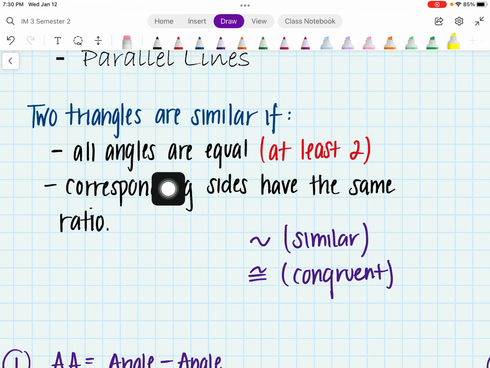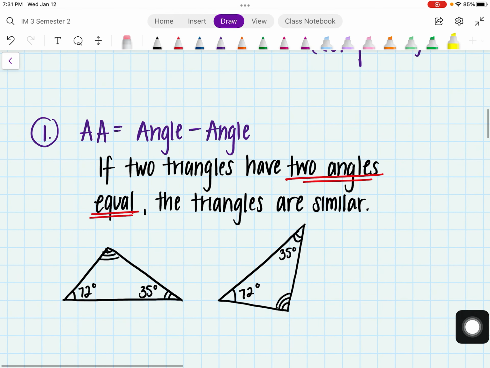All right, so two triangles are similar if and only if all angles are equal, or at least two of them. If you have two angles that are equal to each other within two triangles, then those triangles are similar, and corresponding sides have the same ratio. We're going to see a few of these problems. Once again, this symbol here represents similarity. This one represents congruency.